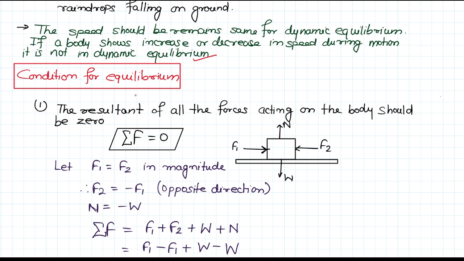For the condition of equilibrium, the resultant of all forces acting on the body should be zero. So summation of F equals zero. Here F1 and F2 cancel each other, and W and N cancel each other, so this body is in equilibrium. F1 equals F2 in magnitude, and F2 equals minus F1, since it is in the opposite direction. Similarly, normal and weight are opposite in direction, so N equals minus W.